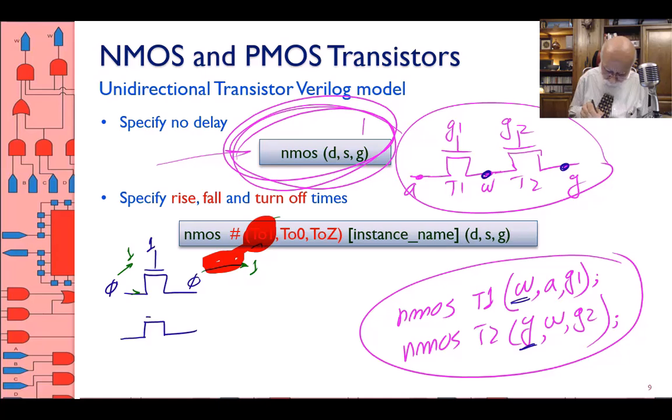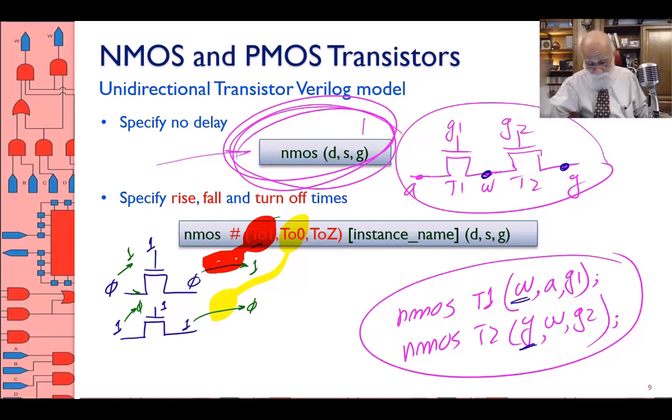Next, same transistor. This is 1, this is 1, and therefore this is 1. At one point, the input changes to 0. It takes some delay, and this one changes to 0. This is the to 0 delay. And this to 0 delay is the second timing parameter in the description of the transistor if you decide that you want to represent the delays.